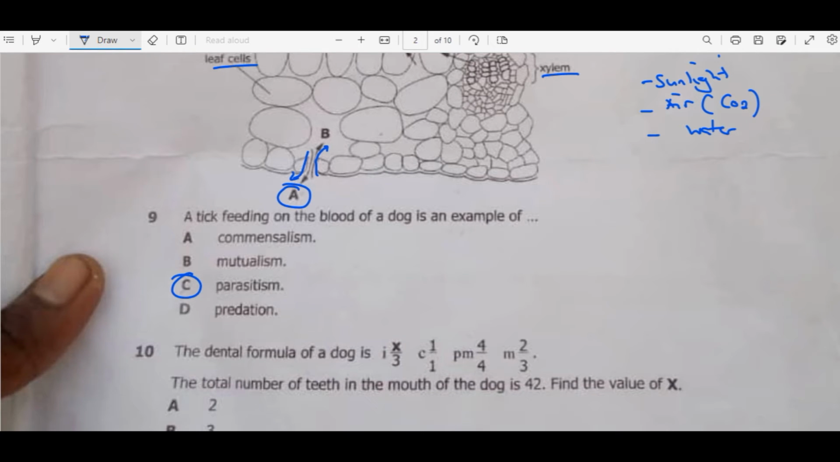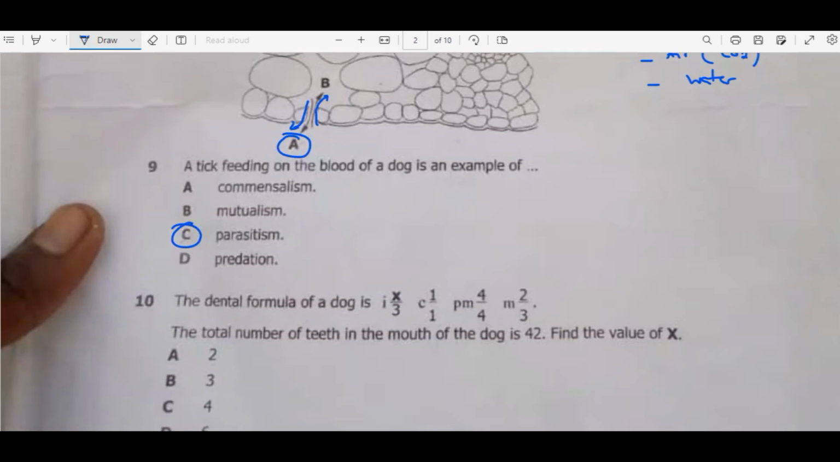So we can quickly move to B. The dental formula of a dog is X over 3 for incisors, and then we have canines, which is 1/1, and then premolars, which is 4/4, and then molars, which is 2/3. The total number of teeth in the mouth of the dog is 42.